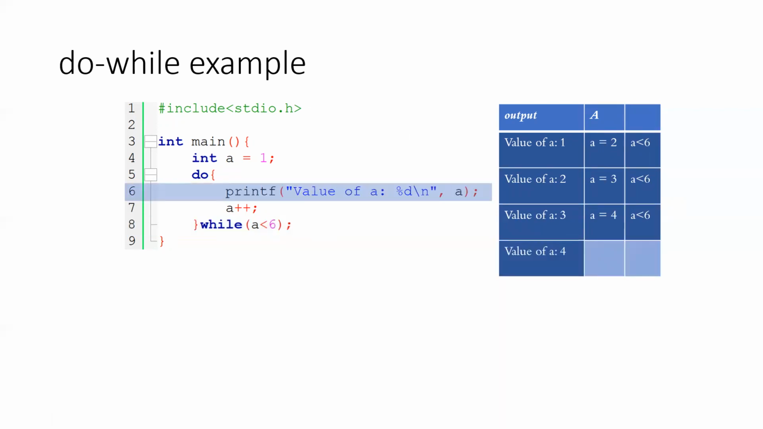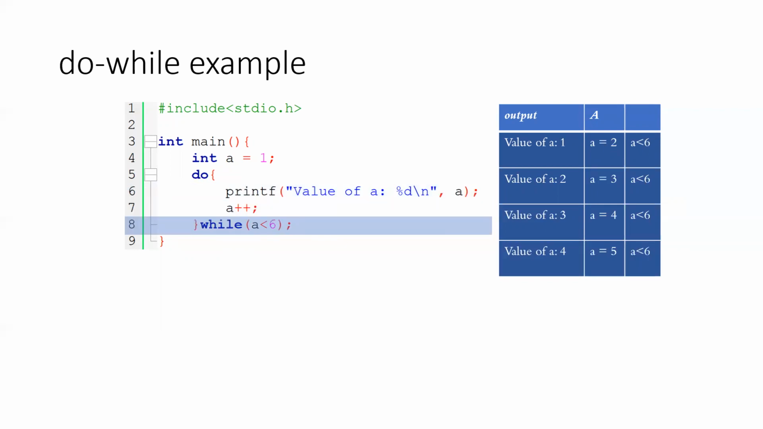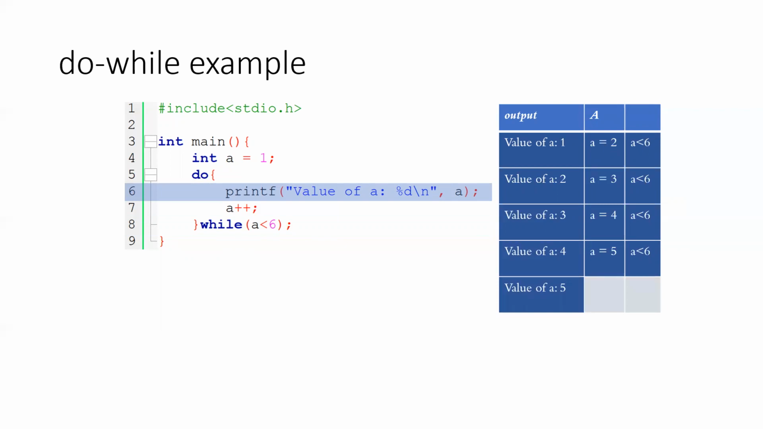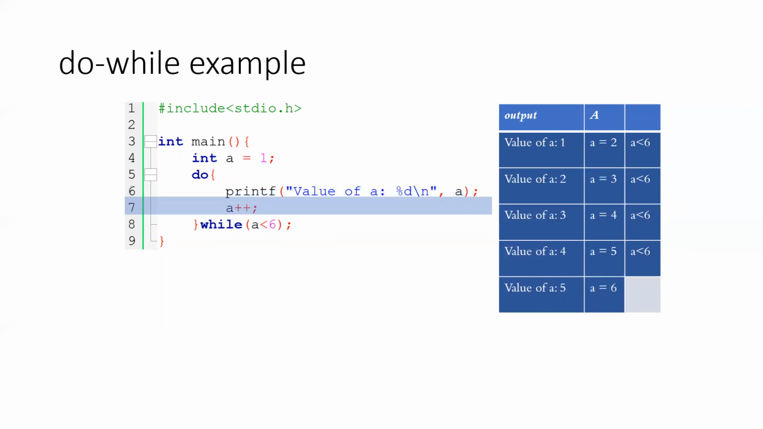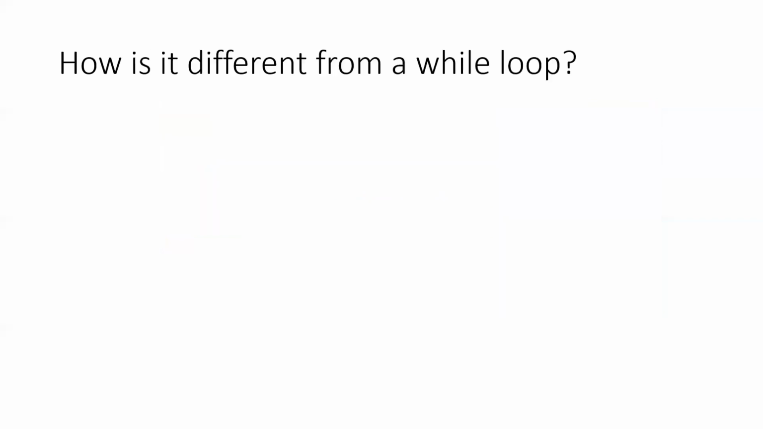It will repeat, and then increment a again, and then evaluate. 5 is still less than 6. So it is true, and it will execute, and it will print the value of a, which is 5, and increment. a now becomes 6. Now, is your a still less than 6? It will return false because 6 is equal to 6 and not less than. So it is false. It will break out of the do while loop, and the program will end.